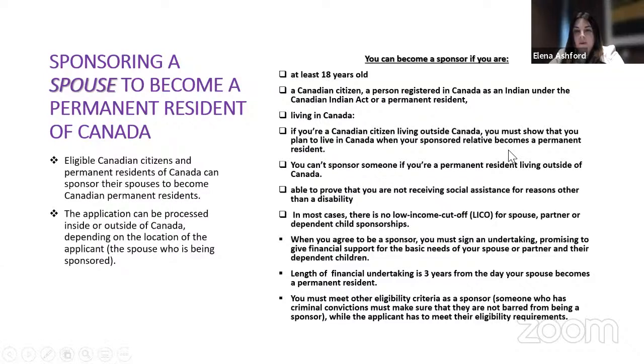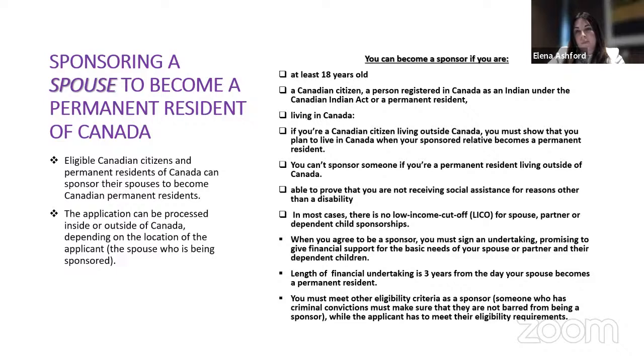And when you're agreeing to become a sponsor, you must sign an undertaking of financial support, stating that for the period of 3 years after your spouse becomes a permanent resident, you're responsible for them financially. And again, that concerns specific financial support for basic needs for your spouse. And in cases where the relationship breaks down and there is a divorce, you would still have to provide basic needs, financial undertaking for your spouse or former spouse if there is a relationship breakdown. So as I mentioned, the length of undertaking is for 3 years in this case.